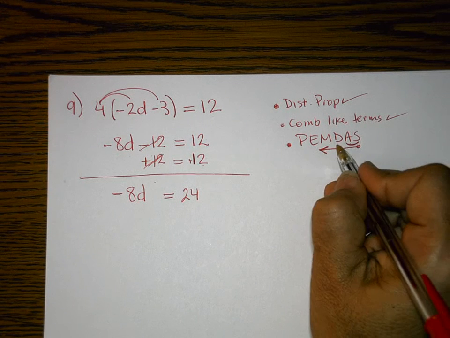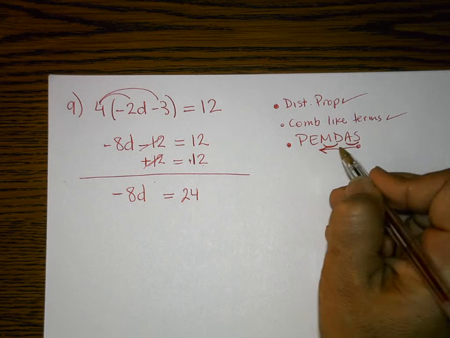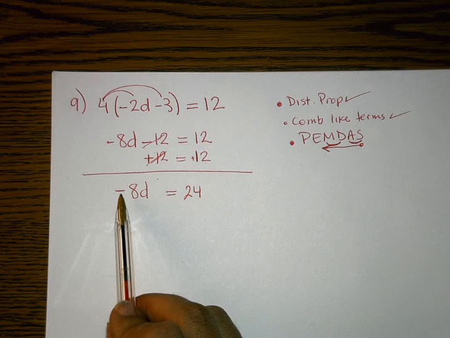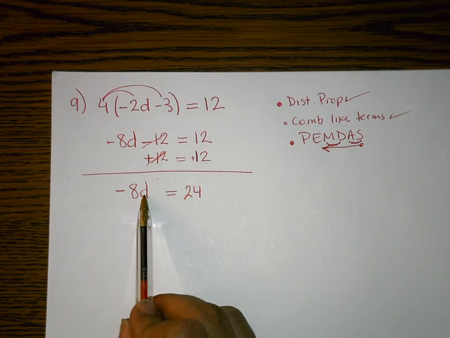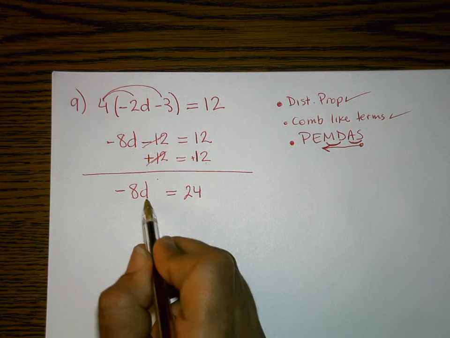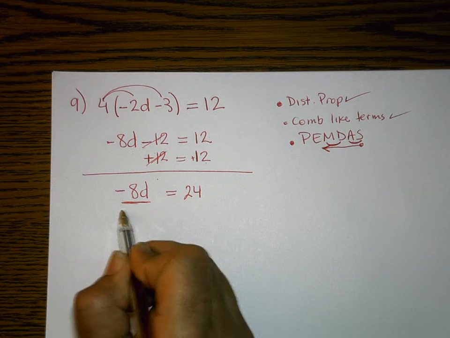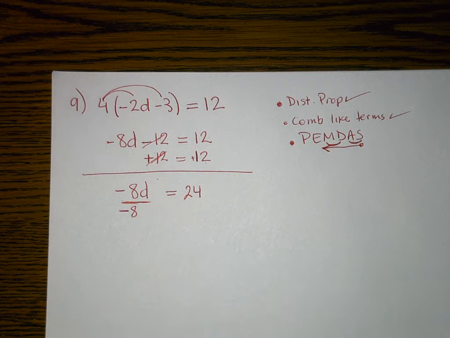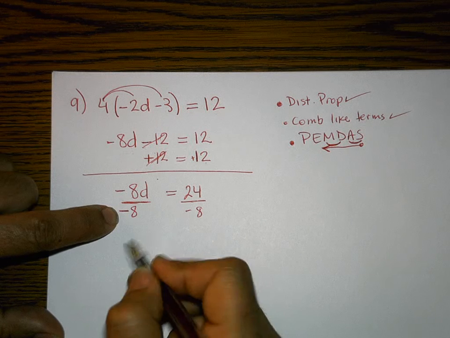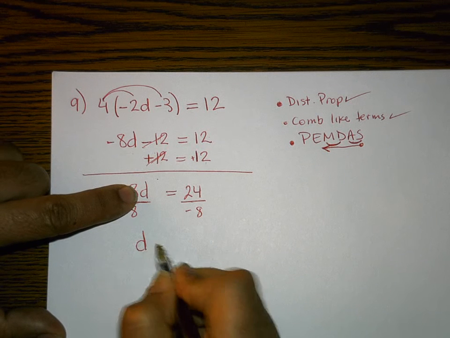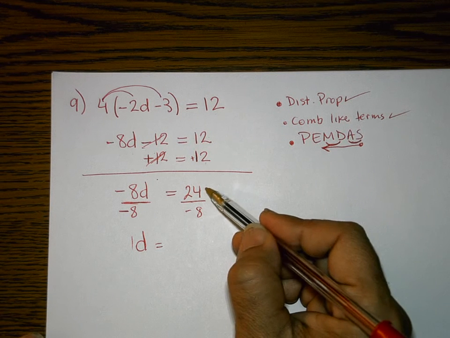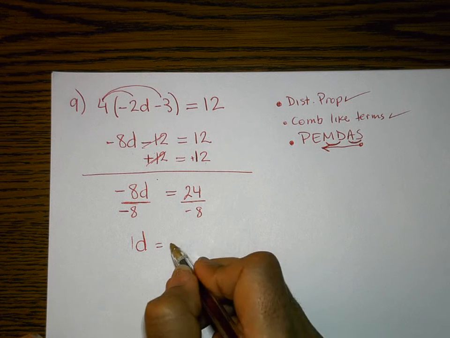Now I'm going to move on to either division or multiplication, whatever I need. So I look here and I say, well, negative 8 times a D, the opposite of multiplying is dividing. My goal is to get D all by itself. So I divide by exactly the same thing, which is negative 8. Divide by negative 8. A negative 8 divided by negative 8 becomes a 1, and then my D is alone. Okay, 1D. There we go. And 24 divided by negative 8 is a negative 3.